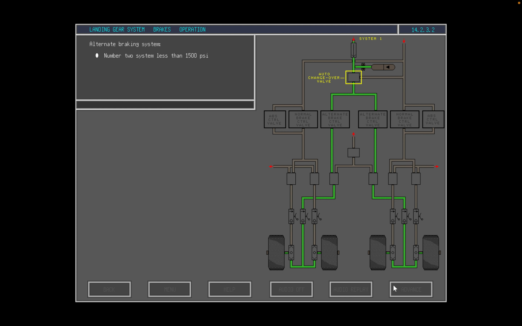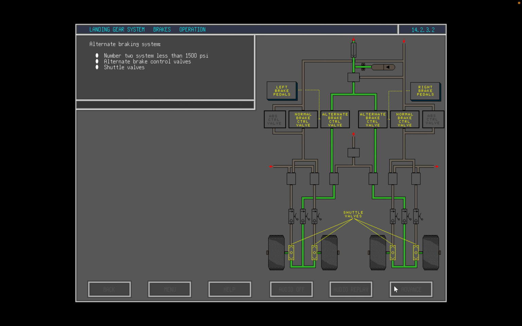Should the number 2 system pressure fall below 1,500 psi, the auto changeover valve operates and system number 1 supplies the pressure for brake operation. Depressing the brake pedals now operates the alternate brake control valves. Please note that the same brake units are operated by the normal or alternate brake systems. Shuttle valves at the brake units allow either number 1 or number 2 system pressure to be used.